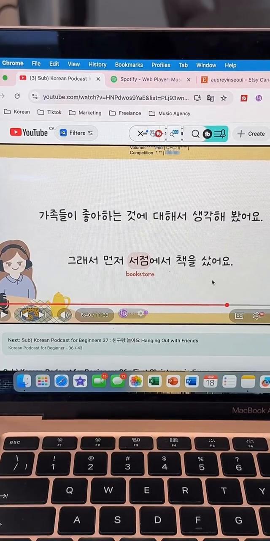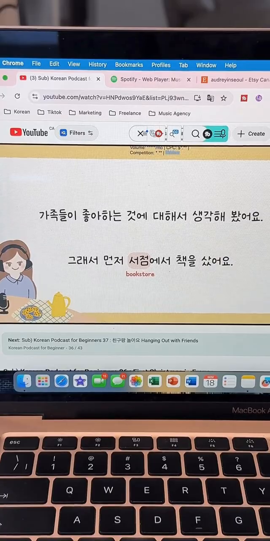So here it is related to the verb 샀어요, which is the verb 사다, to buy or purchase.